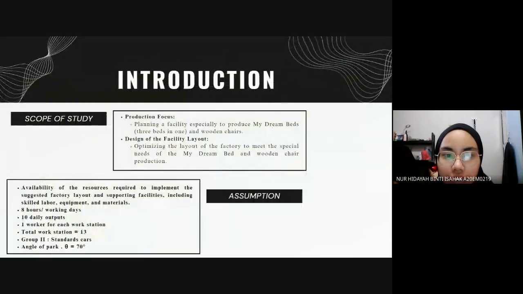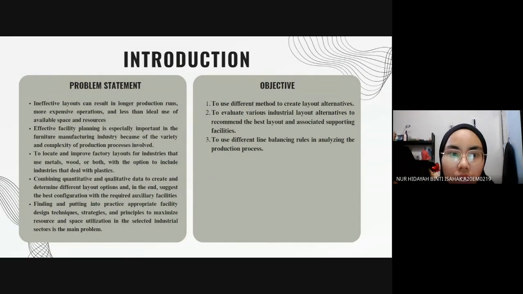Next, our objective is to use different methods to create layout alternatives. This involves exploring various design strategies and techniques to generate multiple layout options. Second is to evaluate these industrial layout alternatives and recommend the best layout along with necessary supportive facilities. And the last objective is to apply different line balancing rules in analyzing the production process.